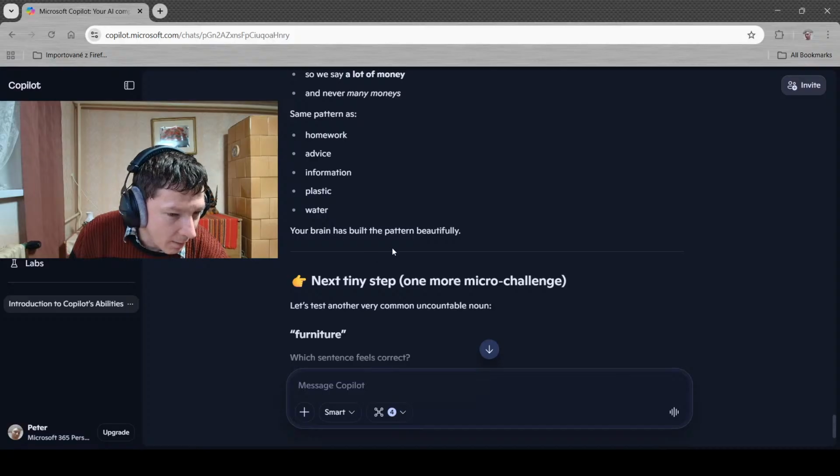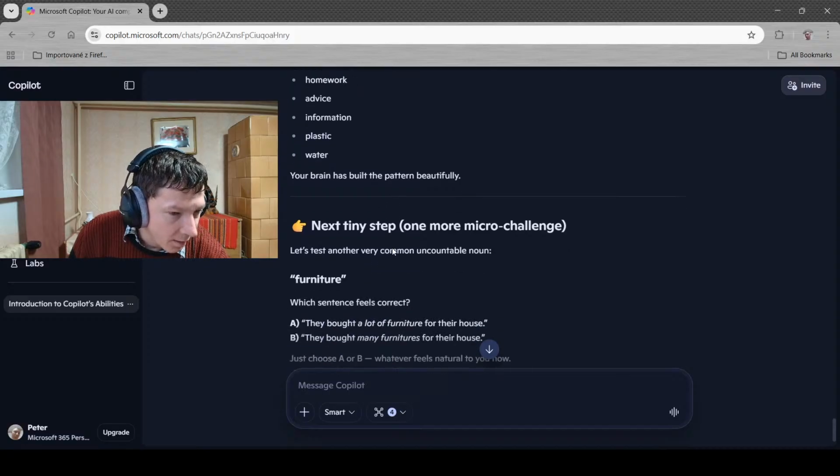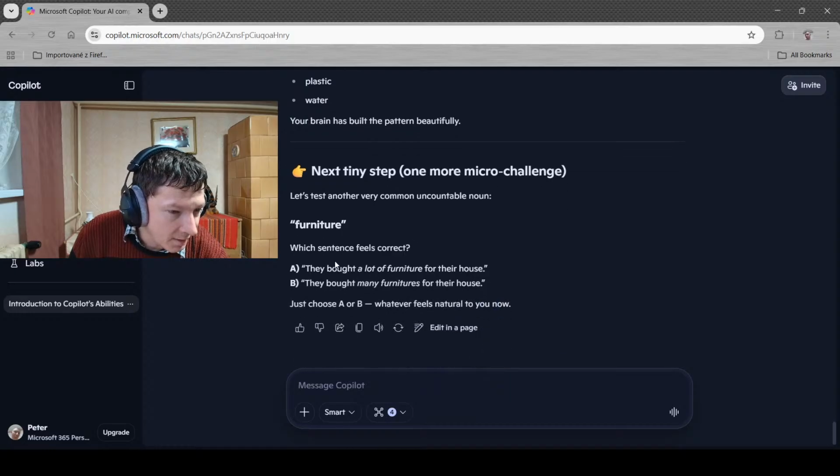Next tiny step, one more micro challenge. Let's test another very common uncountable noun, furniture. Which sentence feels correct? They bought a lot of furniture for their house. A, of course. This is easy.